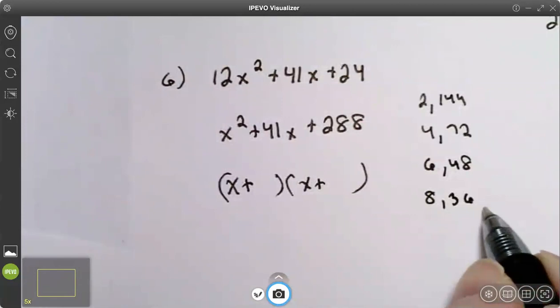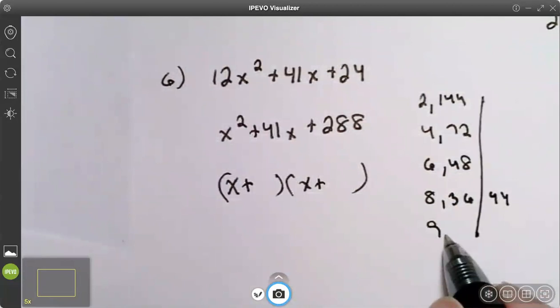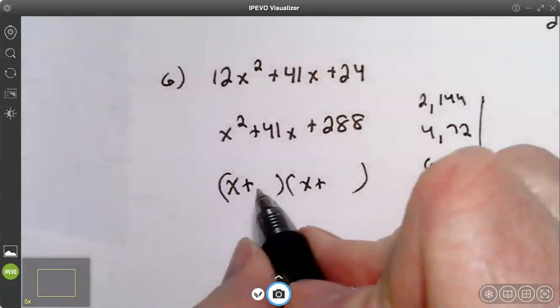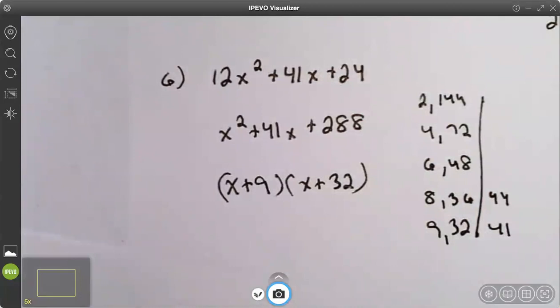We're getting close. Let's try 9. Will 9 go in there? 288 divided by 9 is 32. 32 plus 9 is 41. We found the magic numbers. 9 and 32. So now we're back to our swing and divide. We swung a 12. So now let's divide by 12.